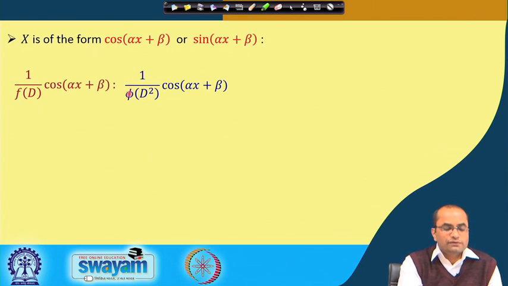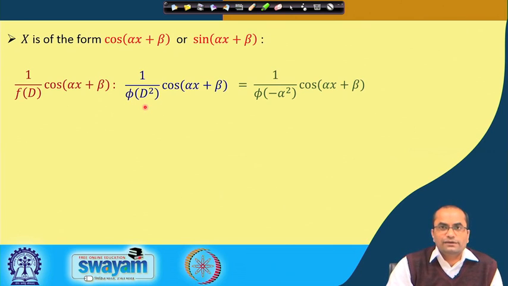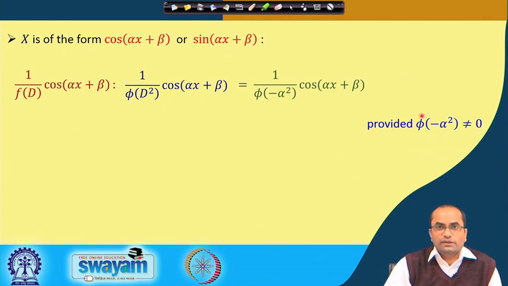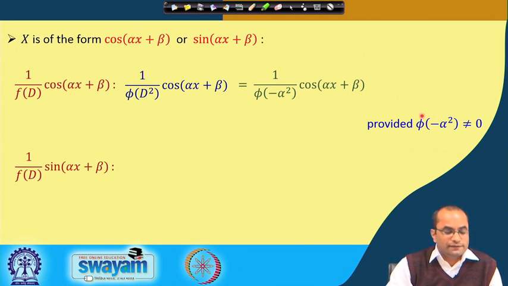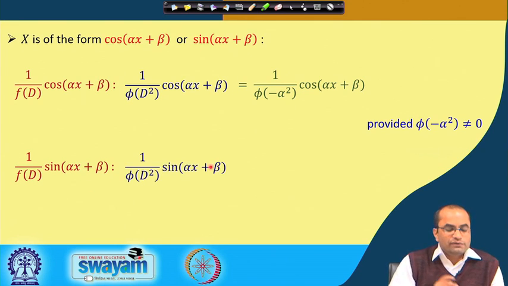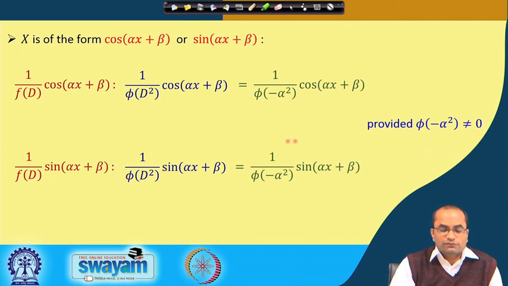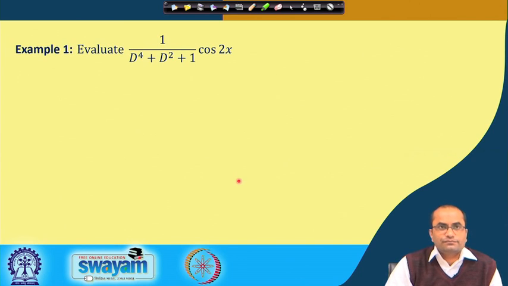Once we have a function of D² operating on cos(αx+β), then D² will be replaced by −α². Just note that φ(−α²) must not be equal to 0, otherwise we cannot divide. In the case of sine we have the same result: whenever we apply 1 over a function of D² on sin(αx+β), the result will be 1 over φ(−α²) times sin(αx+β).